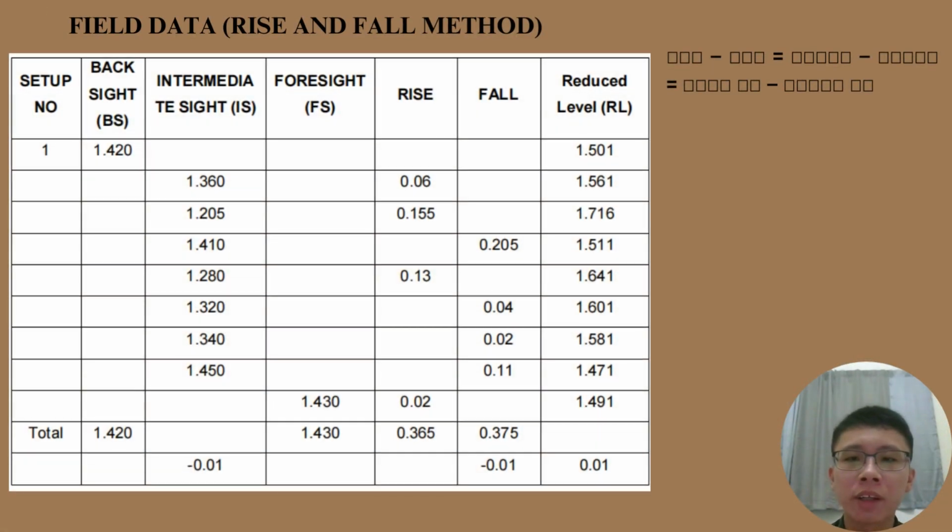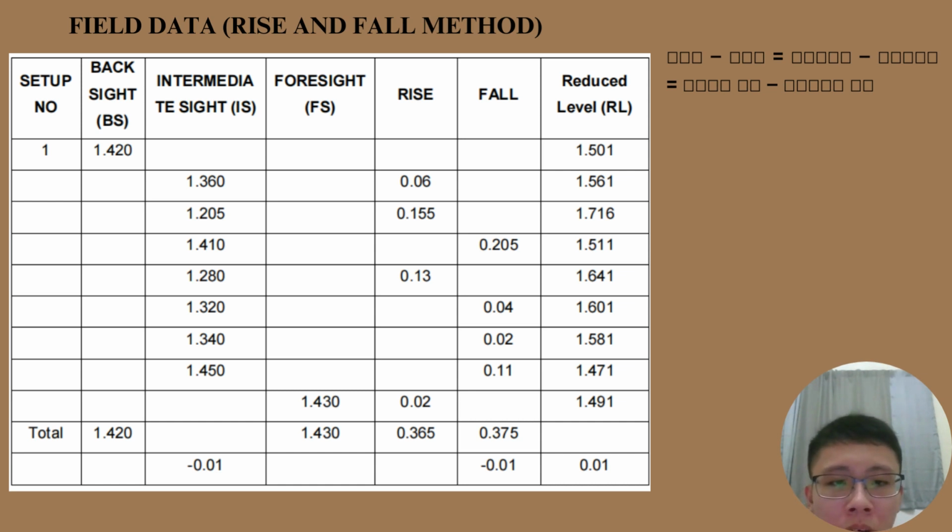Now we look at the field data, rise and fall method. The right side is the formula that will be used to find the data. The initial data of reduced level is 1.501. How can we get the data like this, like 1.561? We can use 1.501 to add 0.06. It will become 1.561.